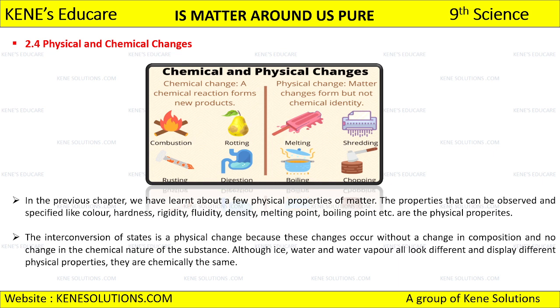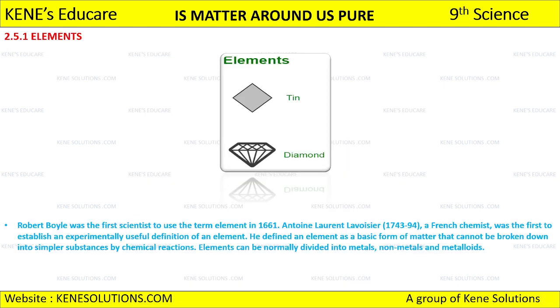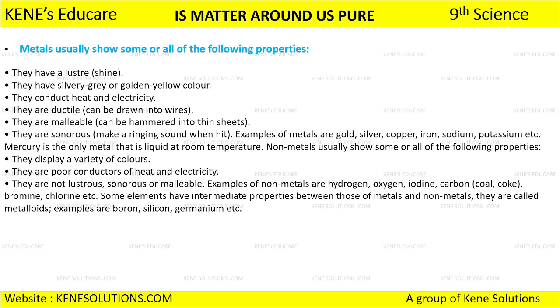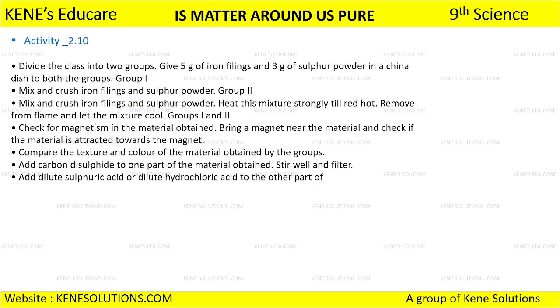And after discussing crystallization in detail, we will discuss physical and chemical changes. Okay, so we will be discussing physical and chemical changes in detail. Then we will discuss what the types of pure substances are, because we can classify pure substances as elements and compounds. So we will be studying elements in detail, what elements are, everything about elements. Then we will discuss the properties of metals, like what the different properties of metals are. Then we'll discuss compounds, what compounds actually are, then an activity on it.